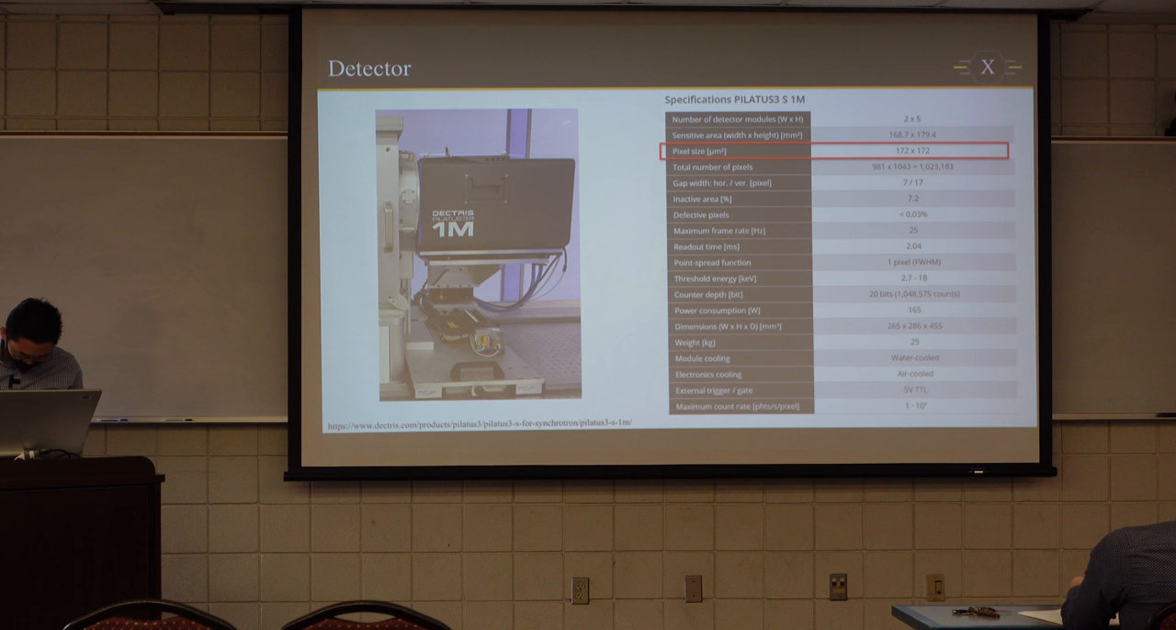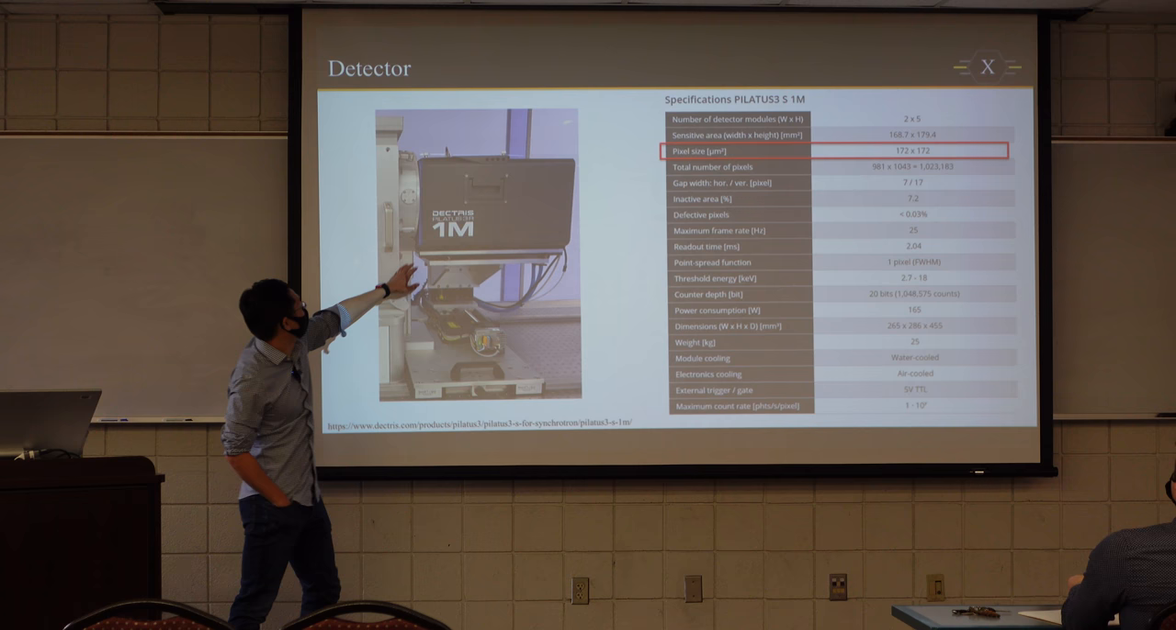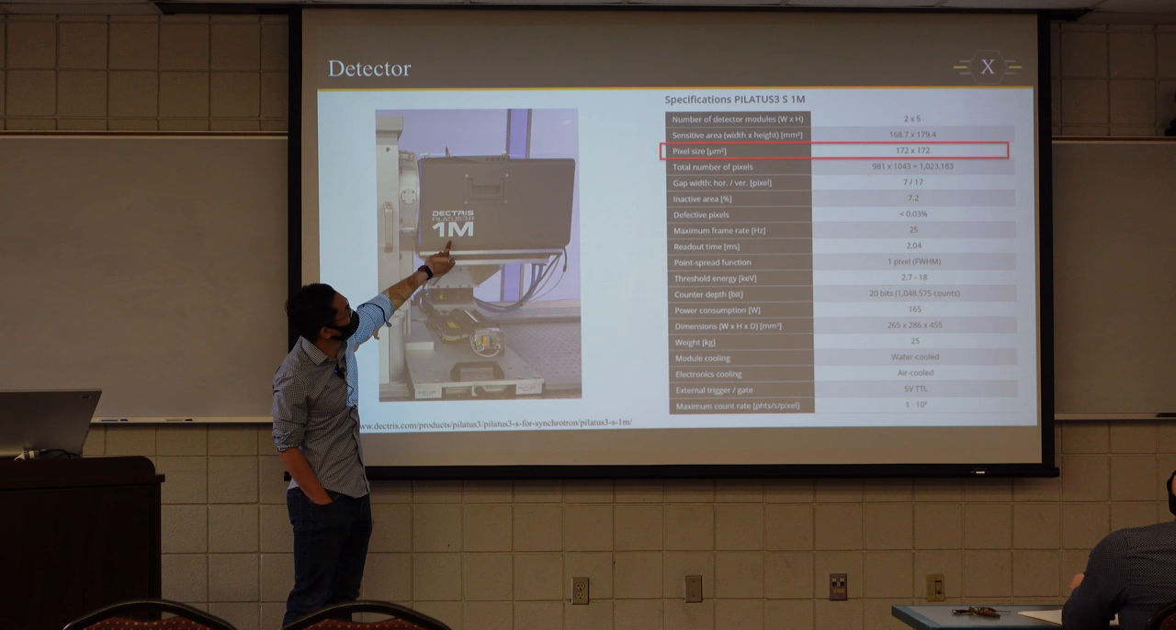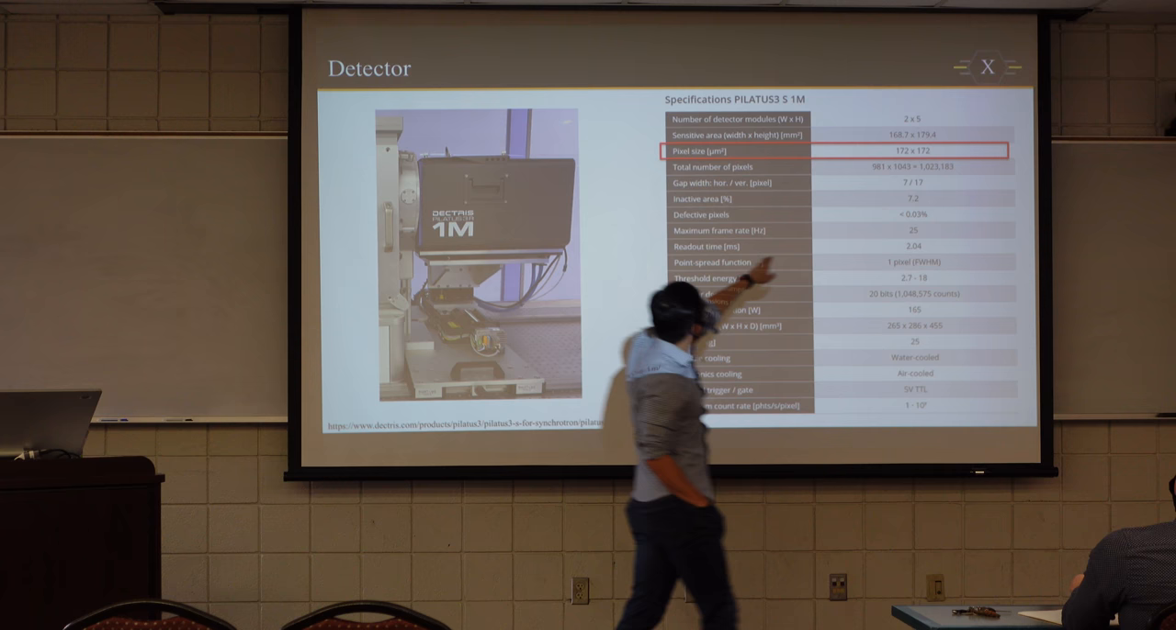We already covered that. I don't think we need to go into it too much. This is our detector. It's pretty advanced. I want to point to the fact that they market it and sell the detector by how many pixels there are. This is the Pilatus 1M, which means there's roughly 1 million pixels. But it's much smaller here. It's roughly the same, about 1 million pixels.